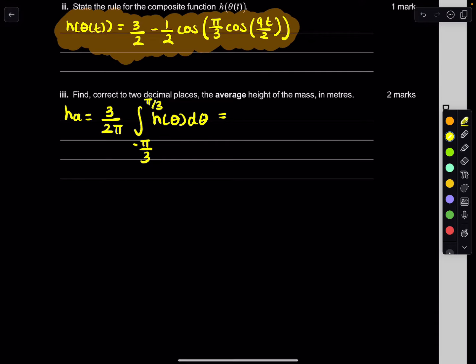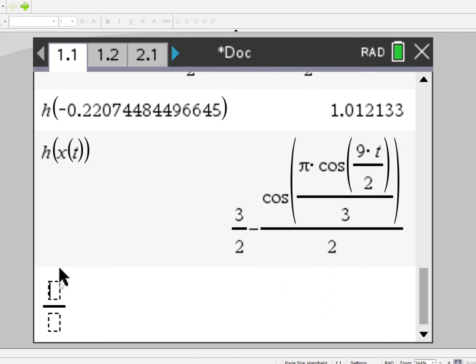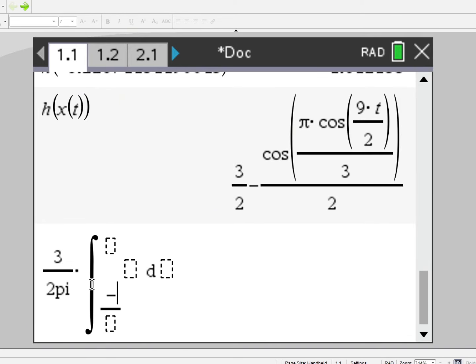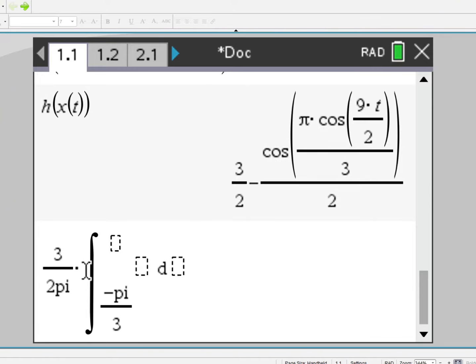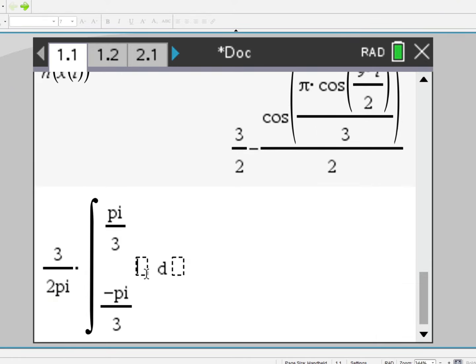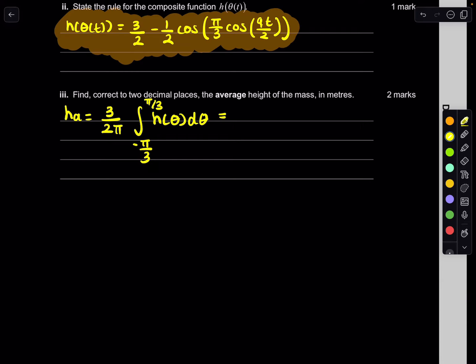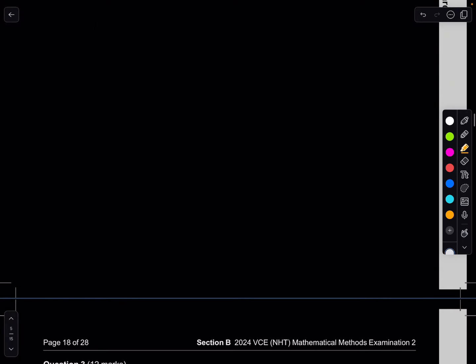So we want 2 decimal places. Okay. So we said 3 over 2 pi times the integral from negative pi on 3 to pi on 3 of h of x. Oh, let's call it h of x because x is already defined. So let's say a is our angle, dA. Enter. Control enter to 2 decimal places. We get 1.09. So 1.09 meters. That's your average. Beautiful. That's your answer. Hope that's correct. And that is it for this question.